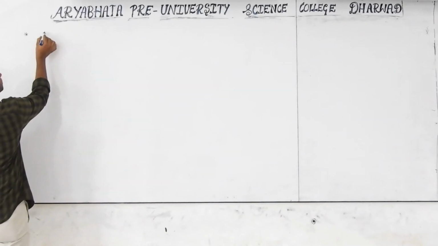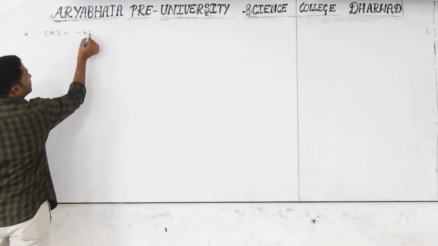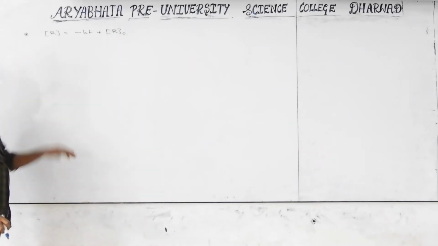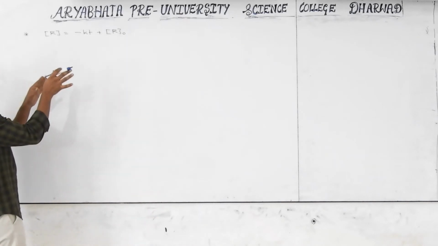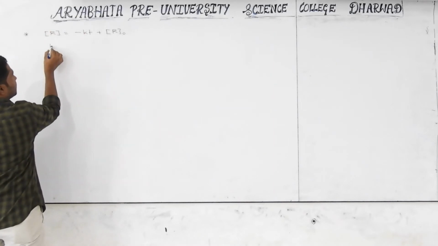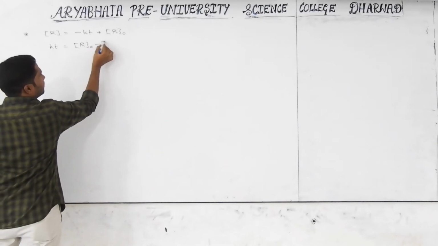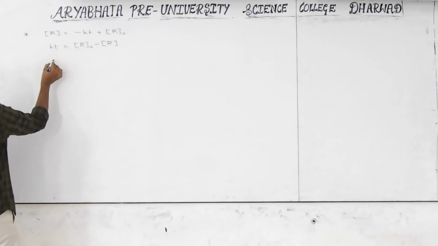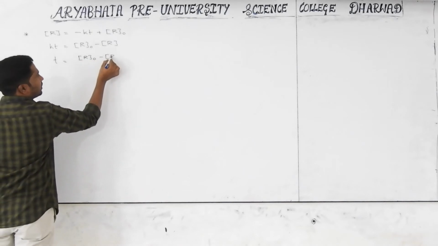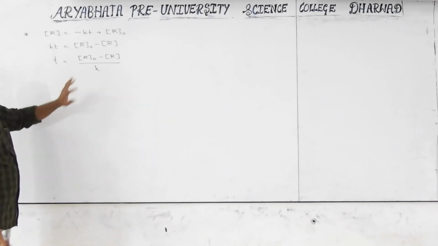The integrated equation for zero order: concentration of reactant at a particular time is equal to minus kt plus R naught, the concentration of the reactant initially. Let me simplify this term. See carefully what I am doing: kt I bring to the left side, R goes to the right side. So kt is equal to R naught minus R. Then time t is equal to R naught minus R by k. Or we can write k here and time there; it is not a matter.